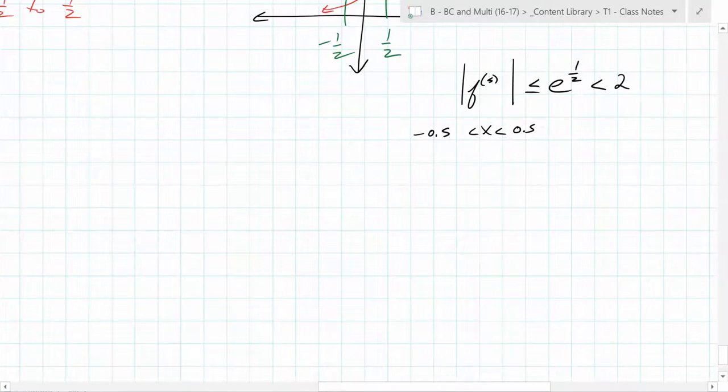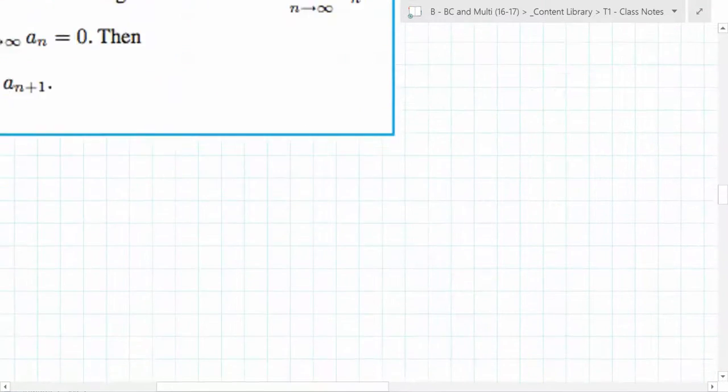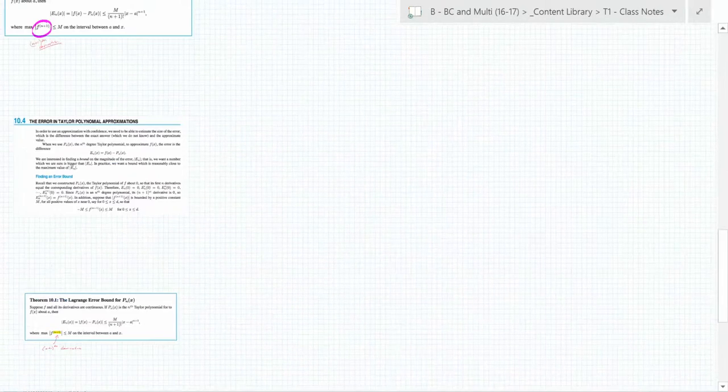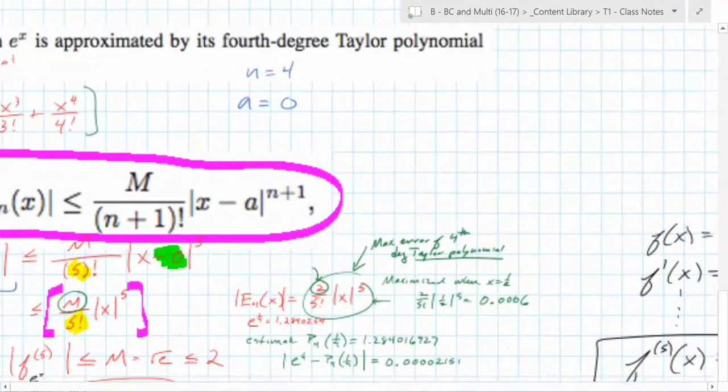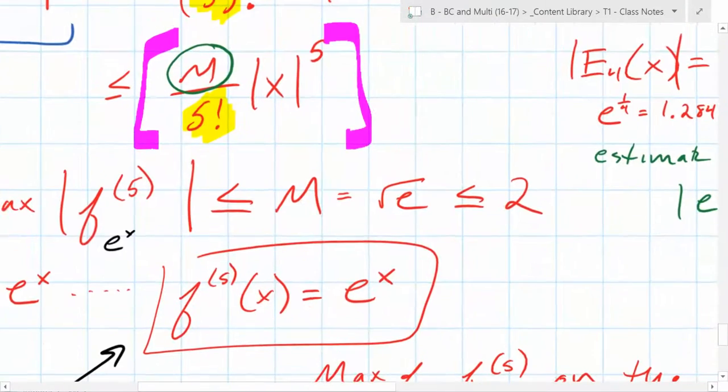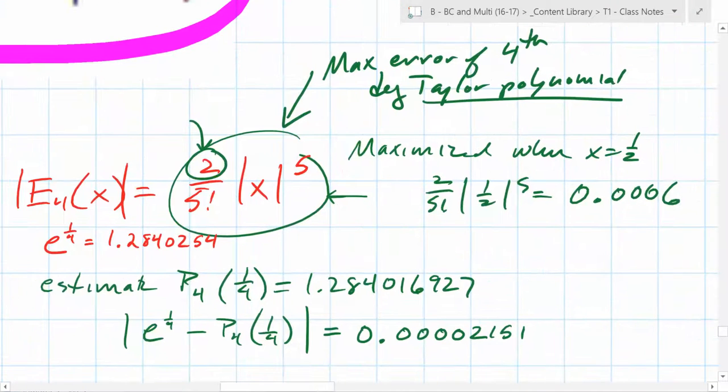We go back here, and where do we plug that 2 in? Where do we plug that 2 in? For m, exactly. So we plug 2 in right there. Everybody sees that m value? So this is what it tells us. The error when you have the 4th degree Taylor polynomial, the maximum error is 2 over 5 factorial times x to the 5th.